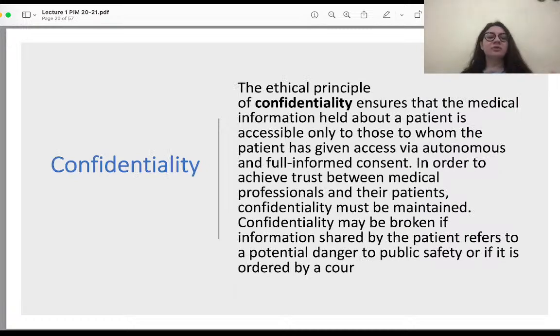Next principle, it is confidentiality. The ethical principle of confidentiality ensures that the medical information held about a patient is accessible only to those for whom the patient has given autonomous and fully informed consent. In order to achieve trust between medical professionals and their patients, confidentiality must be maintained. Confidentiality may be broken if information shared by the patient refers to a potential danger to public safety, or if it is ordered by a court.